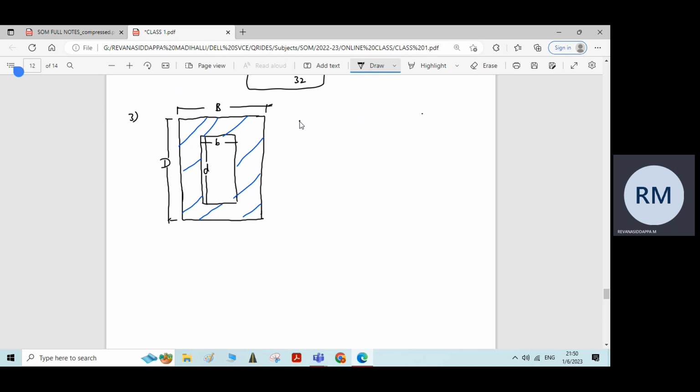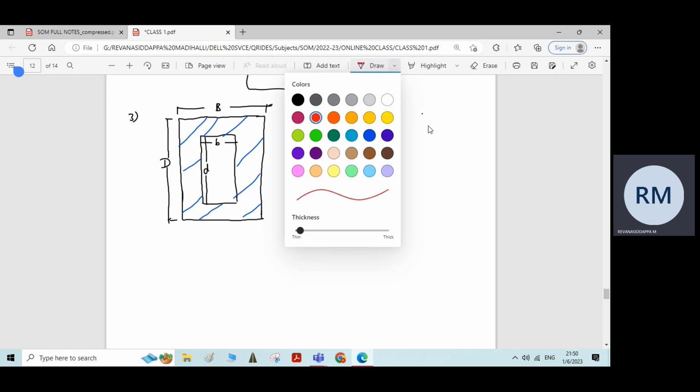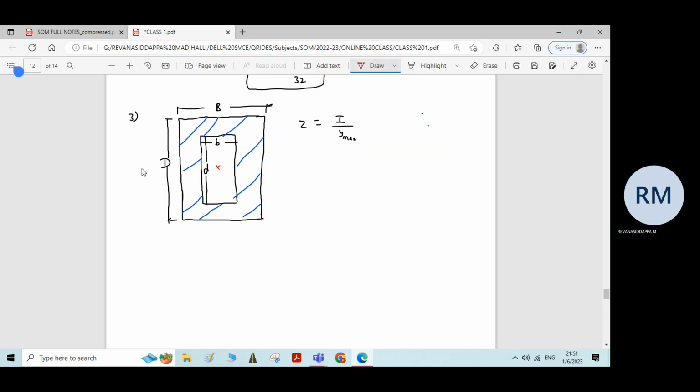We know that Z is equal to I by y max. Here this is the neutral axis, and the distance of the extreme fiber, the bottom fiber of the beam, from the neutral axis is capital D by 2, correct? Which means y max is equal to capital D by 2.